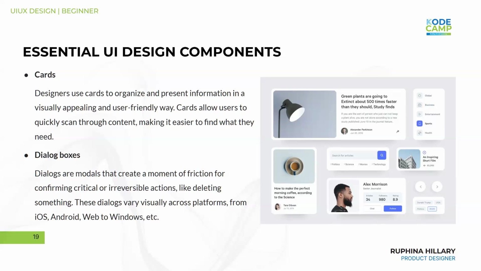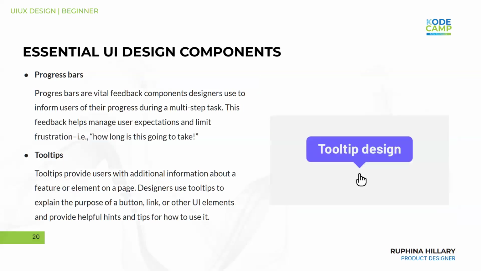We see something like this in different ways. It can be small, it can be big, it can be obstructive, it can be minimal, it can be very tiny, but it's always there. That's why it's called an essential design component, right? Something that you would see over and over again.